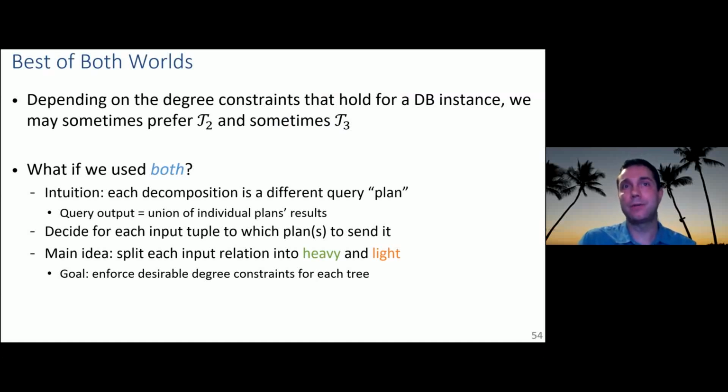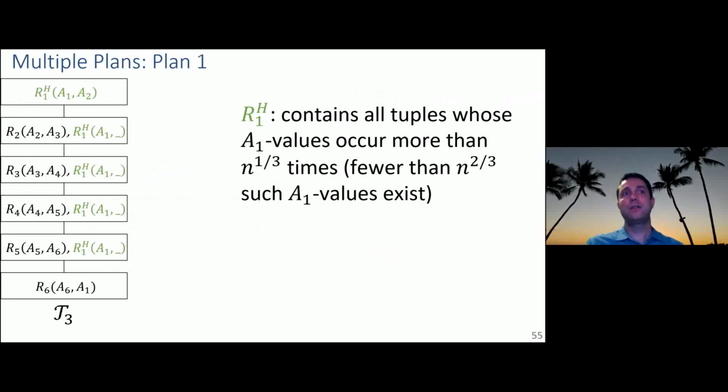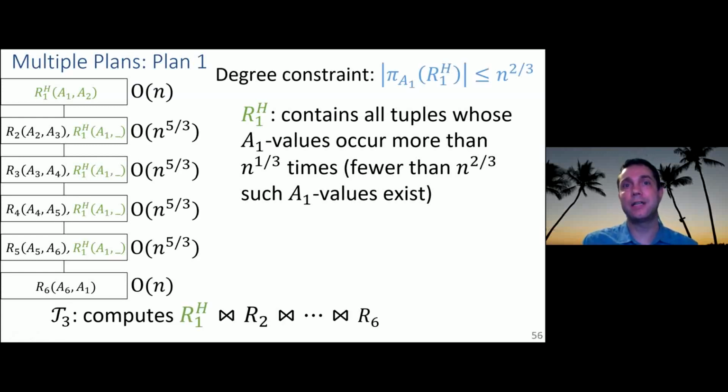For our concrete example, the way to win is to do a heavy versus light decomposition based on the out degree of these tuples. To give you the intuition, let's call R1H the subset of R1 that contains only those tuples whose A1 values occur frequently, where frequently means they occur more than n to the 1/3 times. So these are the heavy hitters of A1 values that occur a lot in the relation R1. With those, we can get for our tree decomposition T3 exactly the guarantee that we want. If we only join with R1 from the heavy hitters, we have our degree constraint of n to the 2/3 cardinality for each of these A1 values, and we're getting our n to the 5/3 guarantee.